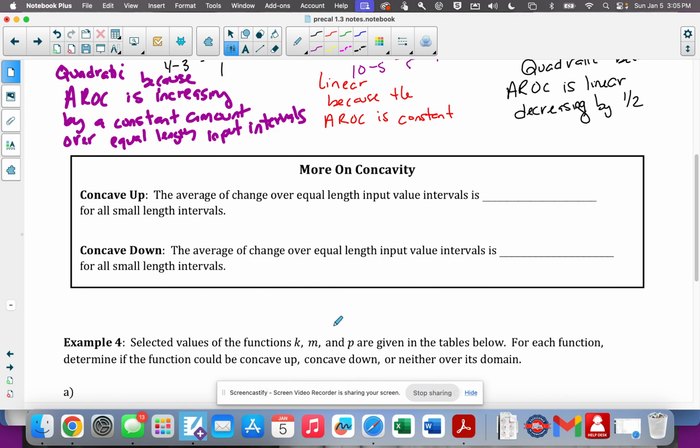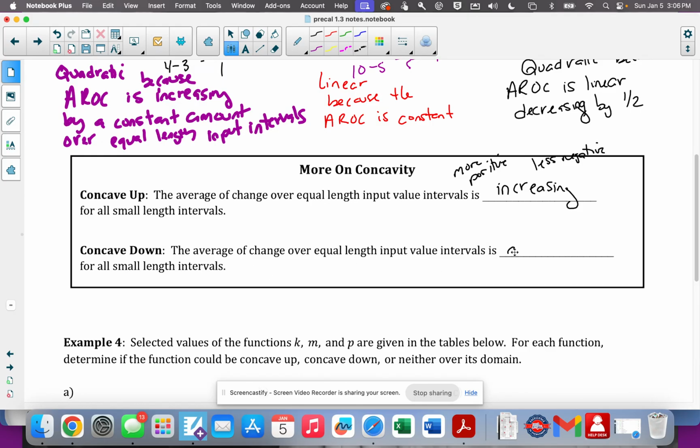Okay, so concave up, right? And I need you to highlight this on your notes, whatever you need to do. This is something that you need to keep in mind as far as how we explain things. The average rate of change over equal length input intervals is increasing, right? Increasing, remember what does increasing mean? Increasing means either more positive or less negative. And that is concave up.